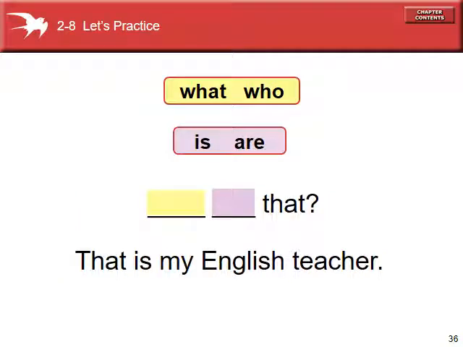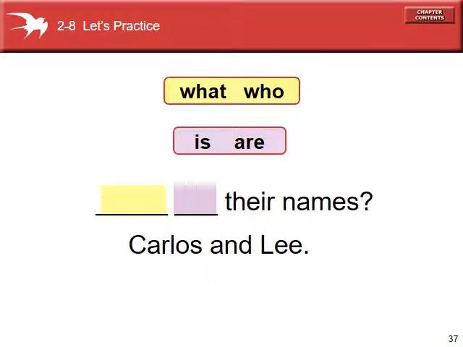In this next one, we have that. Now that can refer to either a person or a thing. So we have to look at the second sentence to decide whether to use what or who. And in the second sentence, it says, that is my English teacher. And in general, English teachers are people. I know there's some computers that do it as well, but in this case, we're going to assume it's a person, so we'll use who. And English teacher is singular, so we'll use is.